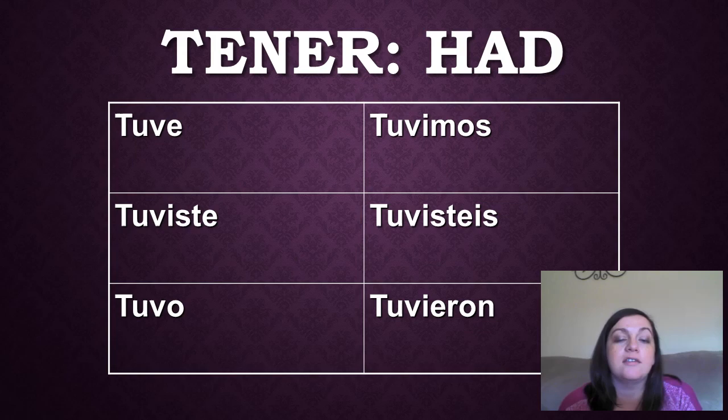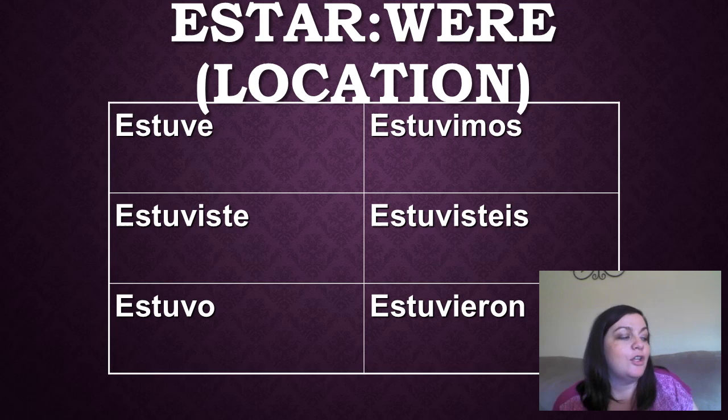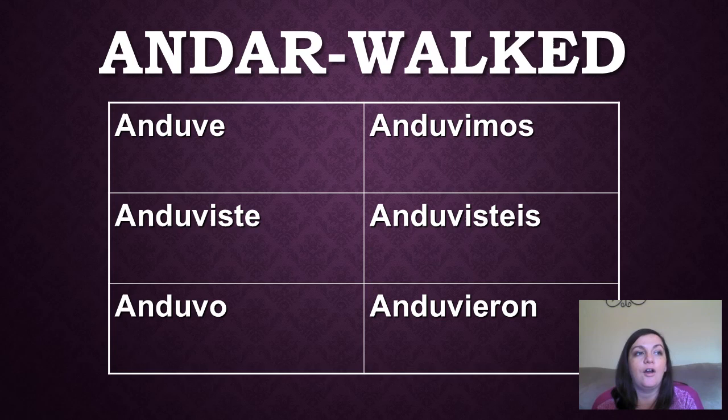The next one that we have is estar. Estar would be for locations or for feelings, or for this case, just location. Like if I was at the beach yesterday, I'd say estuve en la playa. So you have estuve, estuviste, estuvo, estuvimos, estuvieron. Notice no accents. Use estar for locations. Next up, we have the word andar. Andar means to walk, or I walked around my neighborhood, or I walked on the beach, anduve en la playa. So you have anduve, anduviste, anduvo, anduvimos, anduvieron. So you can jot these down as well for andar.